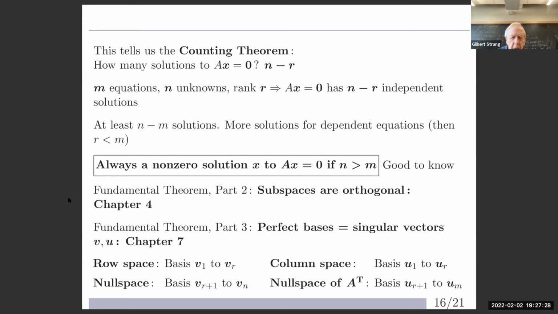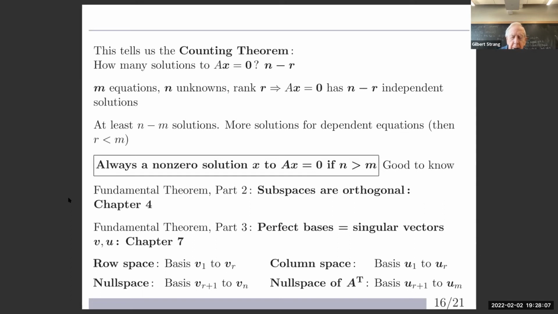So eigenvalues are not possible if the matrix is rectangular. Eigenvalues are for square matrices. So what do we do if the matrix is rectangular? It hasn't got eigenvalues and eigenvectors. But singular values and singular vectors are the important idea, and those take the place of eigenvalues and eigenvectors.